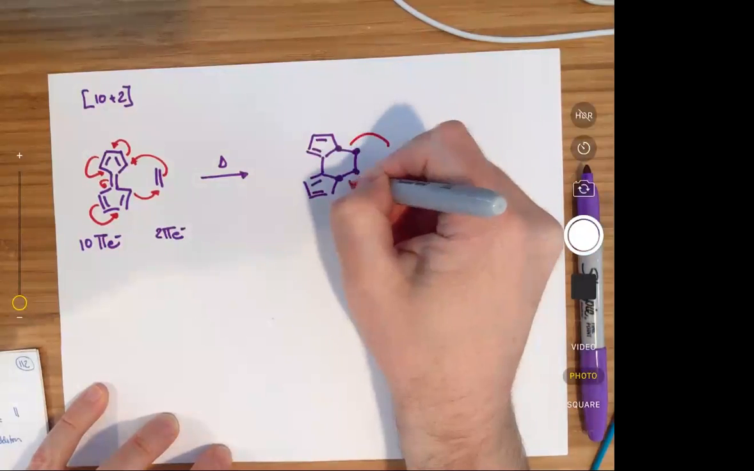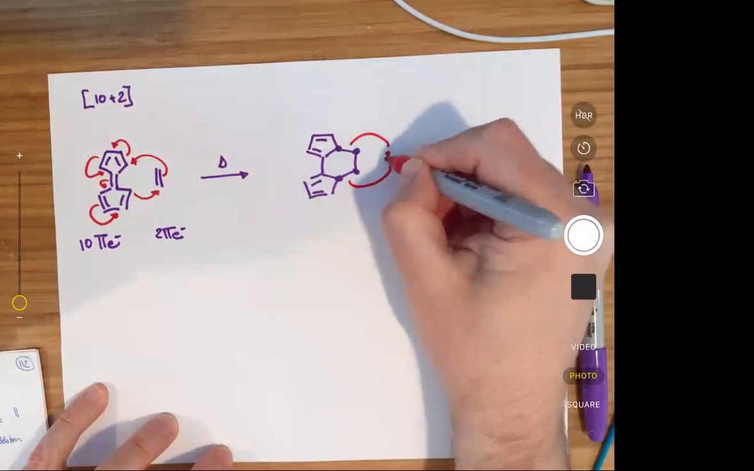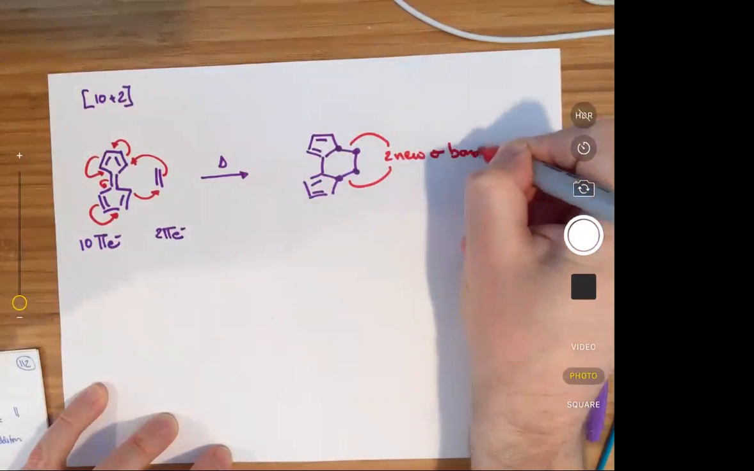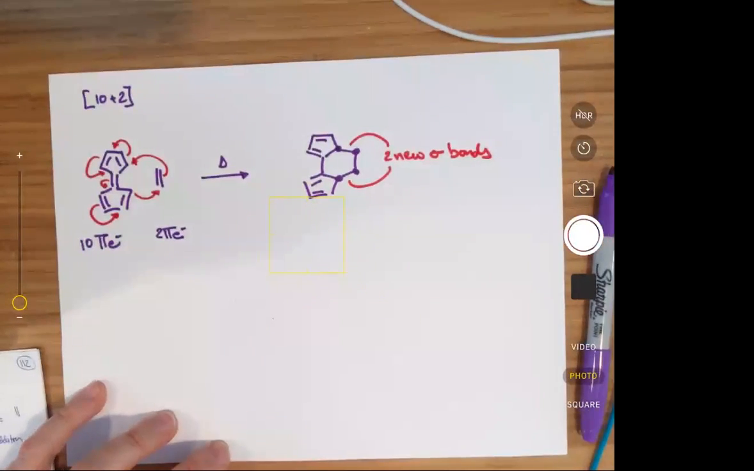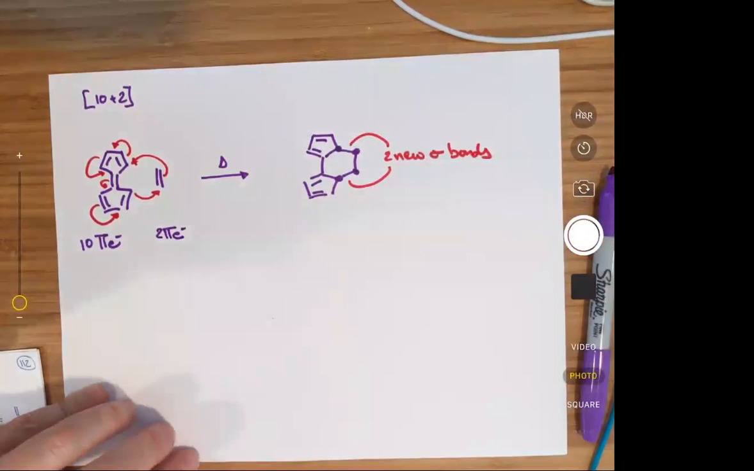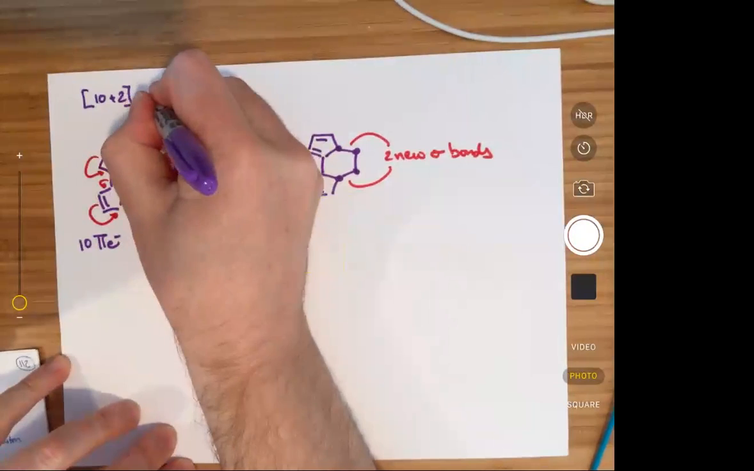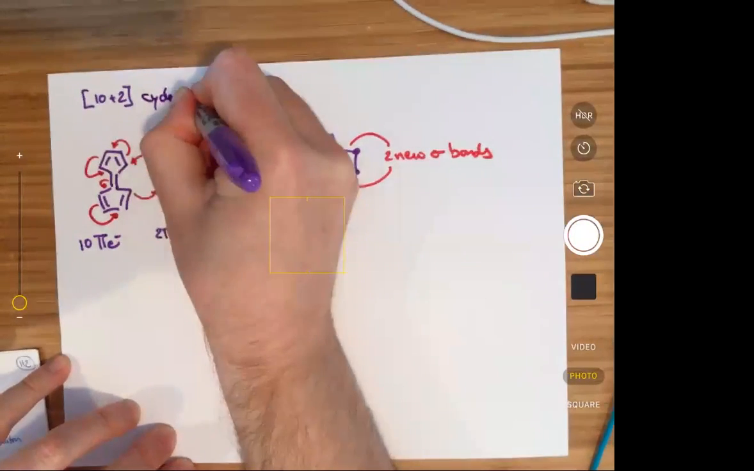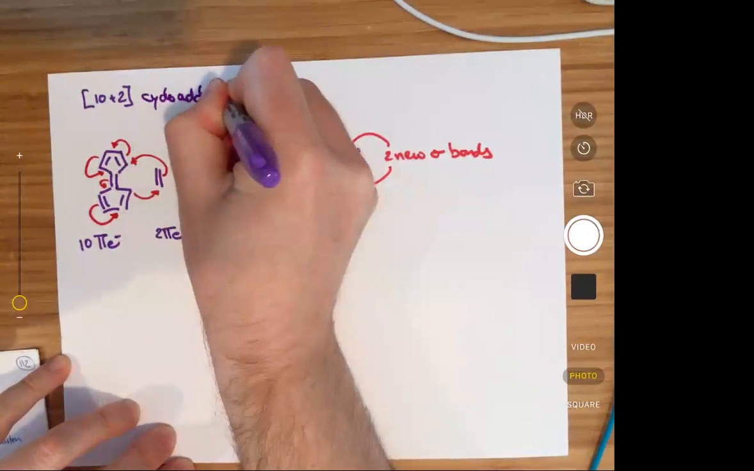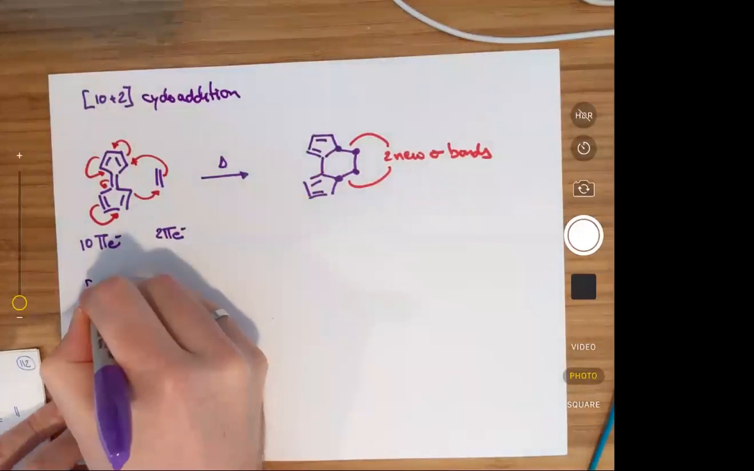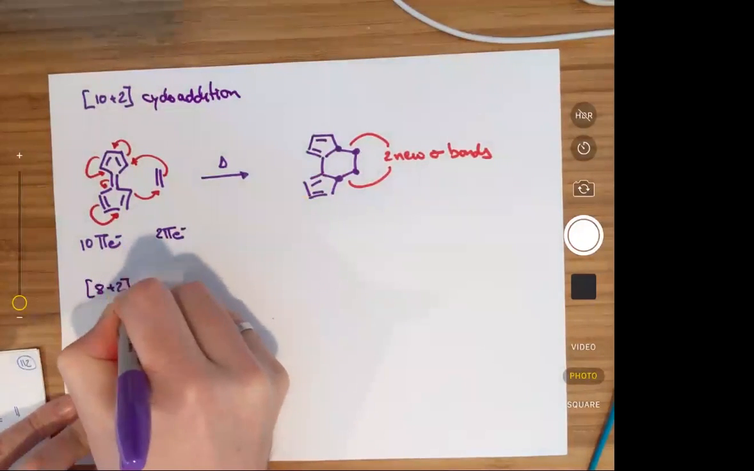And these are kind of like the two new sigma bonds that you're forming as part of the process. So this was kind of like a 10+2 cycloaddition. We can look at another example. Let's do an 8+2 cycloaddition.